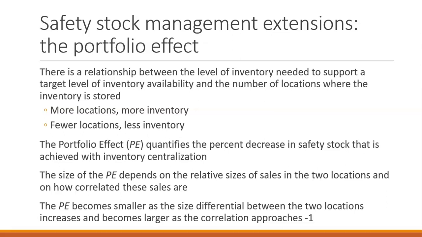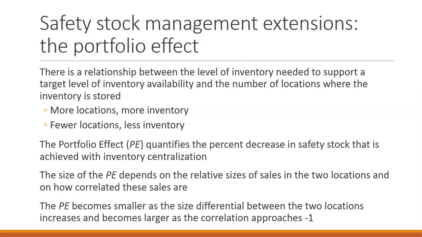So the relationship between the level of inventory needed and the amount of inventory available and the number of locations where inventory is stored. The more locations we have, the more inventory that we need. The fewer locations or warehouses that we have, the less inventory that we need.